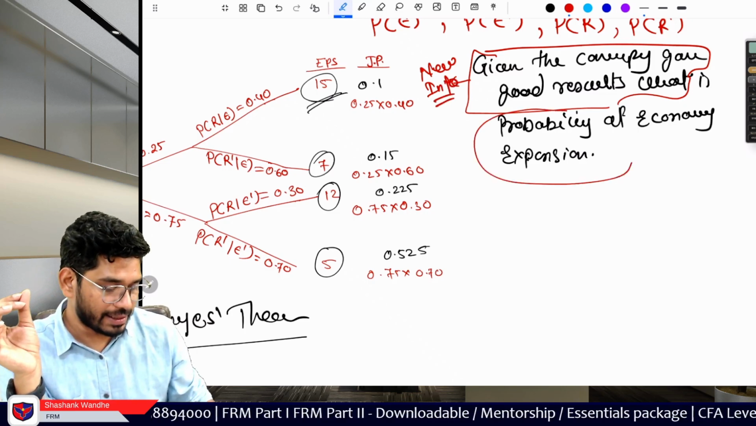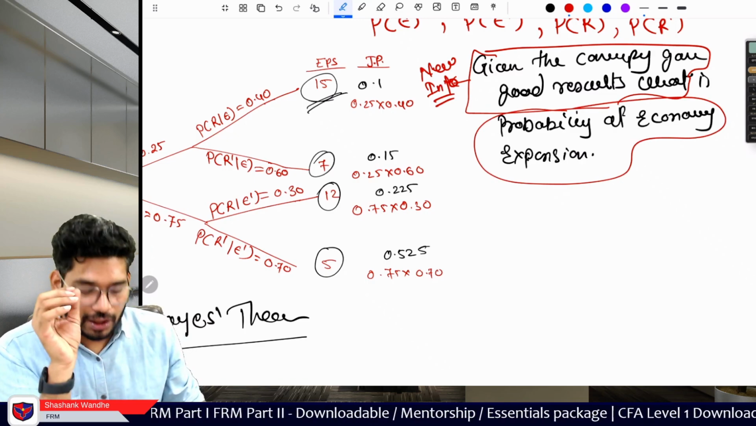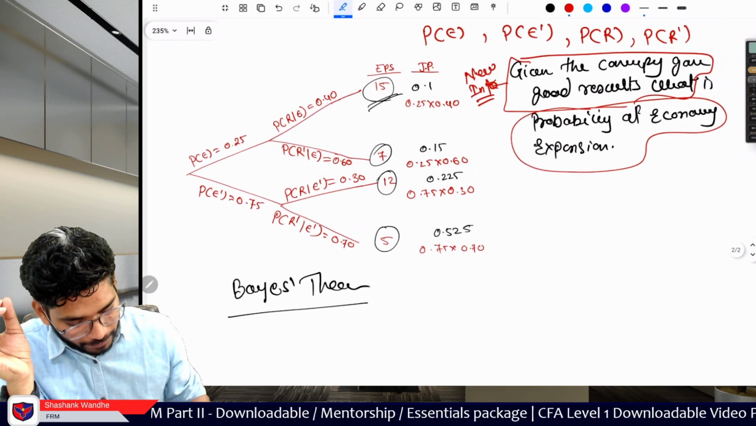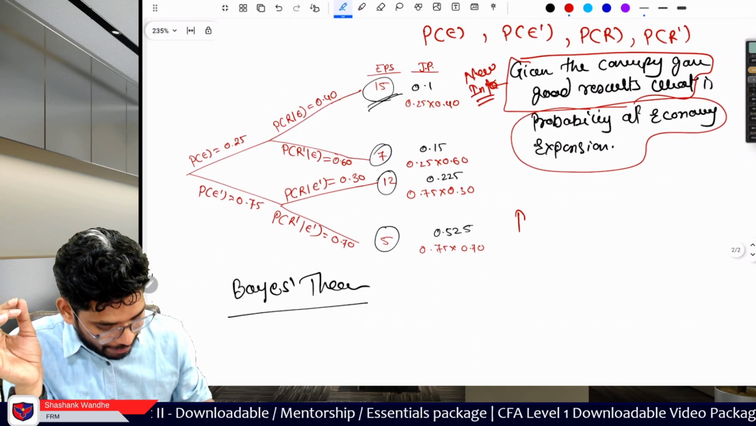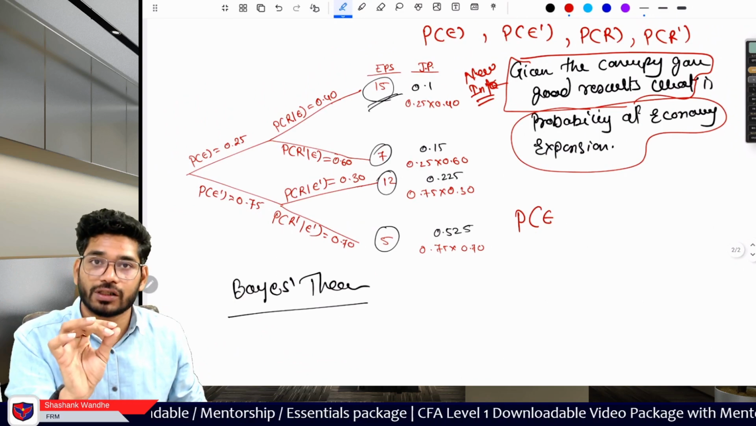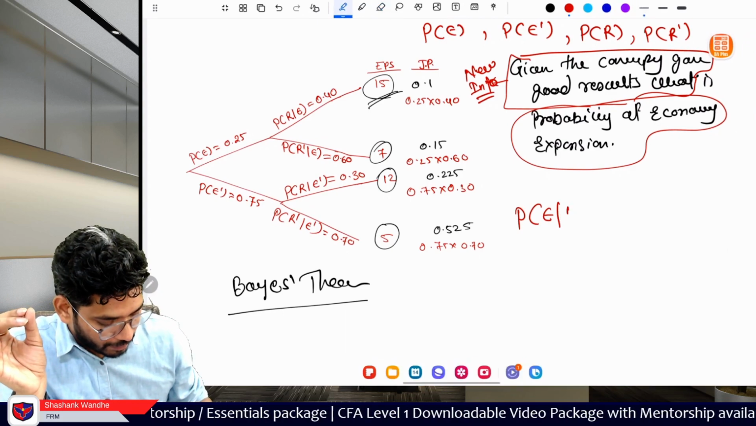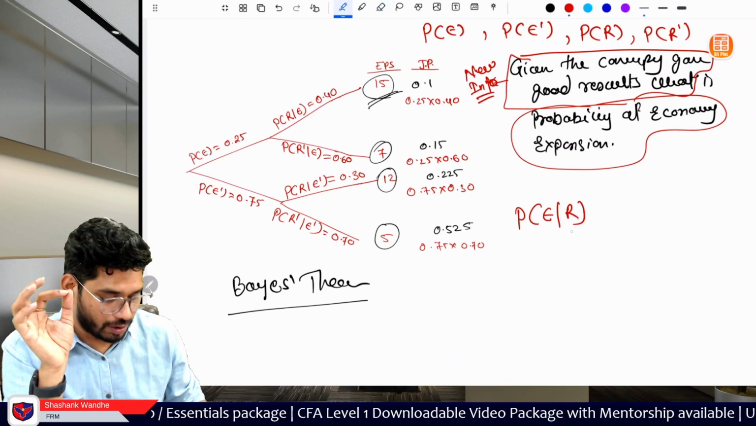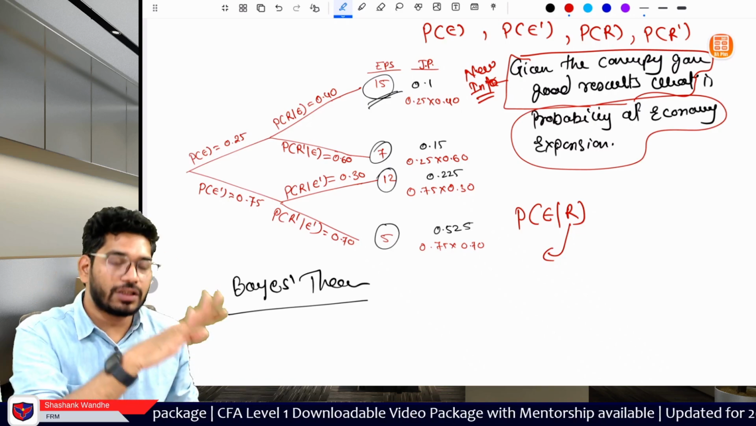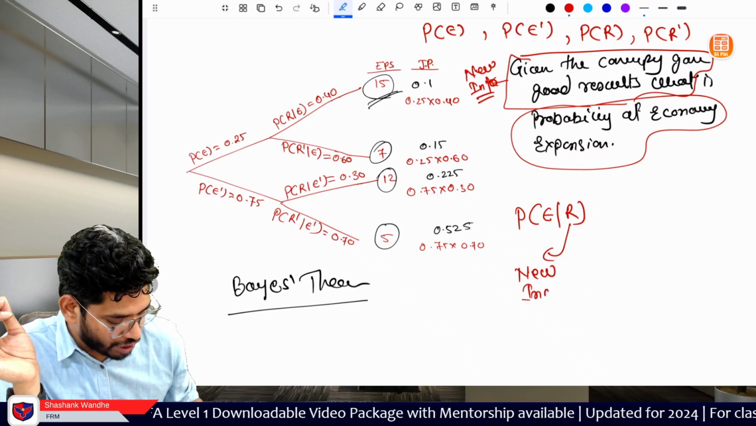And this is what we have to find. So probability of economic expansion. Now when we write this in the formula, we have to write it like this: probability of economic expansion given the good results. Now note this particular point. The "given good results" is indicative of new information.